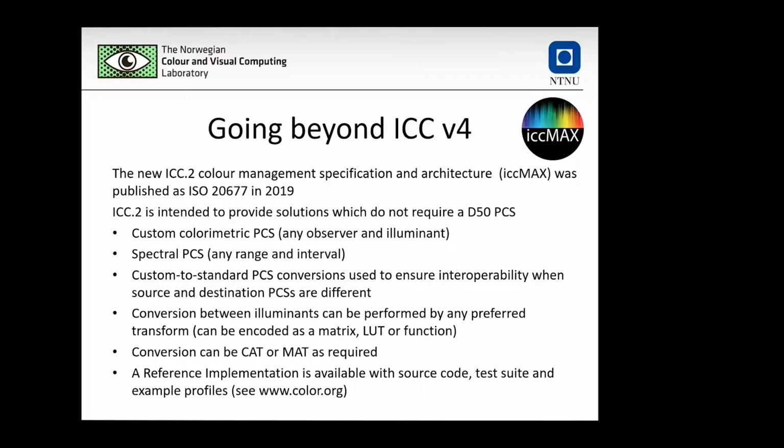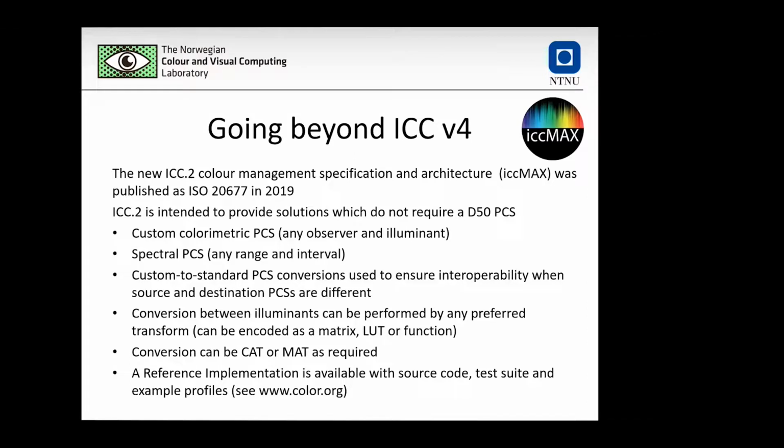You can do conversions using a whole range of flexible transforms. Whereas in linear Bradford you could do it as a 3x3 matrix, if you wanted to do something much more complicated, like implementing CAT16, for example, you can certainly do that. And you can implement a CAT or MAT kind of transform. So there are many other features in ICC.2.